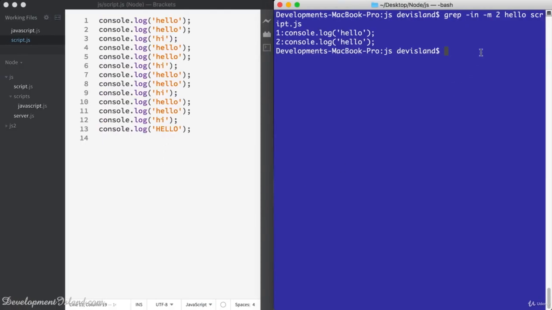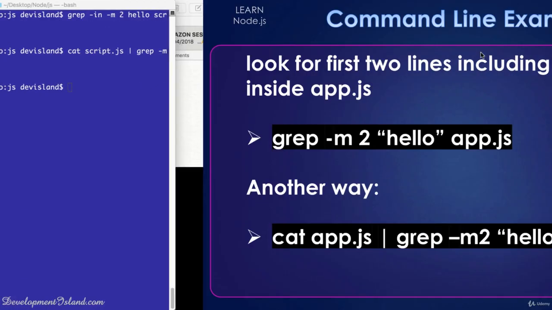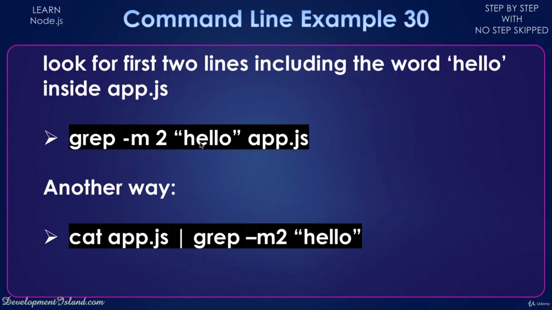So basically, you can do this with all grep commands. The way it works is as following. So cat of scripts.js, and then the output can be used as the input of grep -m2 of hello. All right. So now let's move to the next one.